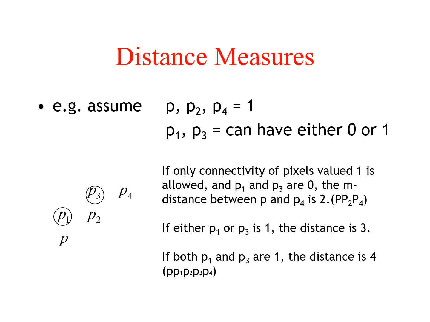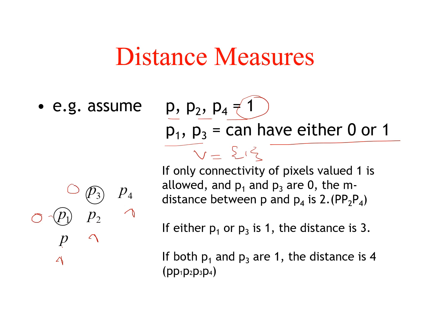Now see the example. There are how many pixels? 1, 2, 3, 4, 5. 5 pixels. Now what is given? P, P2, P4 have value equal to 1. So P has value 1, P2 has value 1, and P4 is 1. P1 and P3 can have either 0 or 1. Initially, if only connectivity of pixels valued 1 is allowed, meaning V is a set of 1, and P1 and P3 are 0. Suppose initially P1 and P3 are 0.